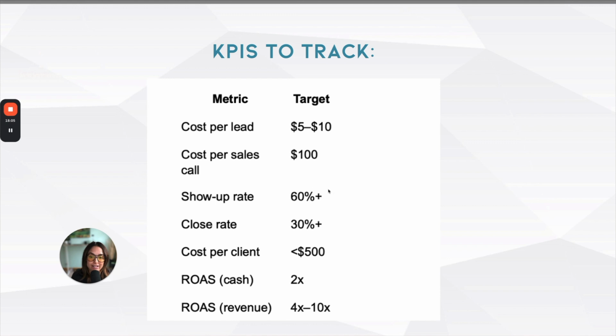Then you want to track things like, did they show up? And did they end up buying at the end of the call? Meaning these were in fact good leads. We don't want to get just random people on our sales call. Cost per client, you want it to cost you under $500 to get a client. ROAS, anything above 2 times, right? You're doubling your money. So anything above 2 is amazing. That's cash collected, and then revenue 4 to 10 times. These are really, really good metrics. 90 is even better.